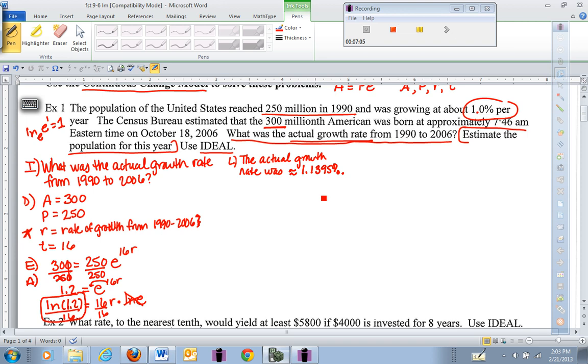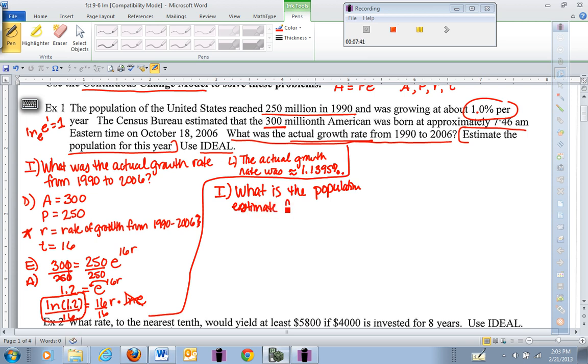Alright? Now it says we want to estimate the population for this year. Okay, so we have a lot of room here, so I'm going to start another ideal here. I want to estimate the population for this year. So, I don't like this so messy, but I guess I'll write it underneath here. So here's my other question. What is the population estimate for this year? Alright, A, P, R, and T.